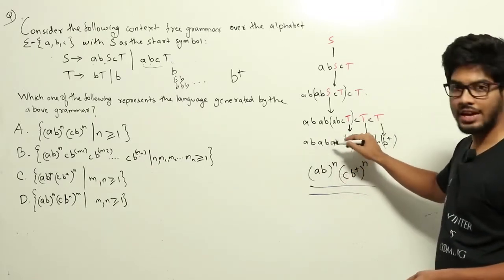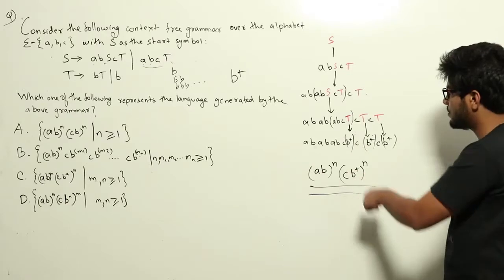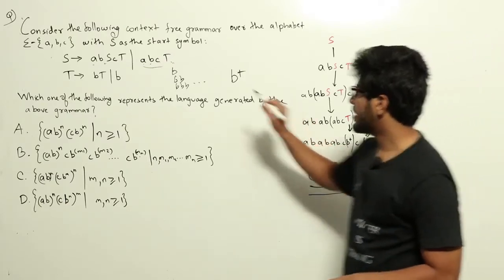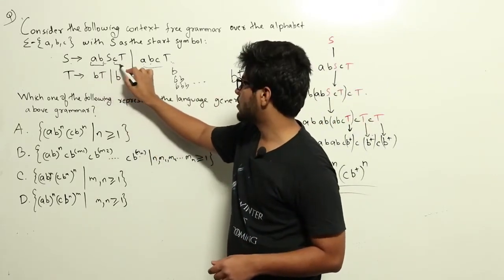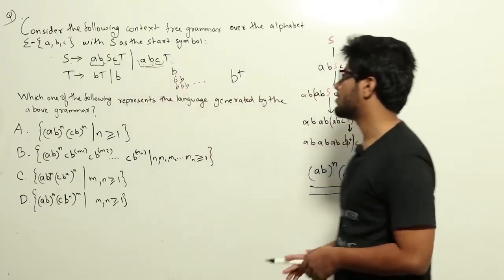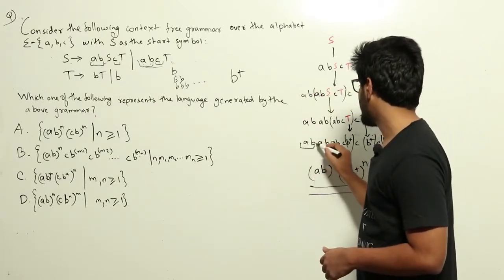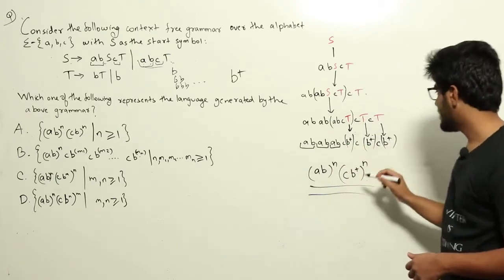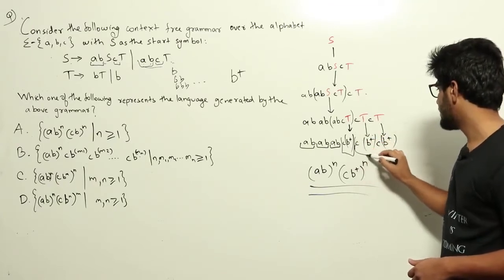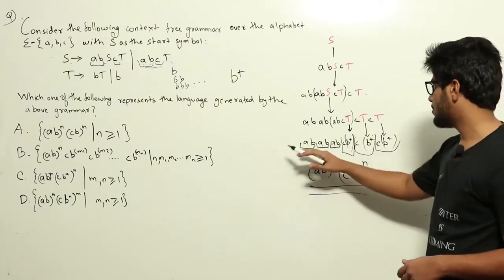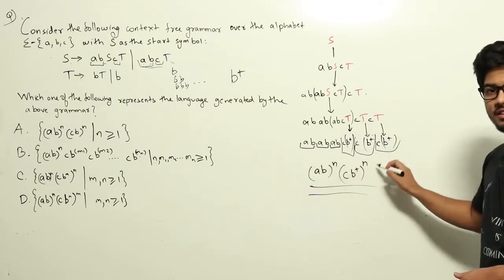A few number of AB's, and then after that a few number of C B plus. Each of the B plus will resolve to one or more B's. If you take a look at the S part here, you can see that for each AB produced, a C will also be produced. So the number of ABs will be equal to the number of Cs in the strings in this grammar, which means that if we have n ABs, the number of C's would also be n, which means the C B plus part will also be n. So we can rewrite this grammar as AB n times and then C B plus n times.